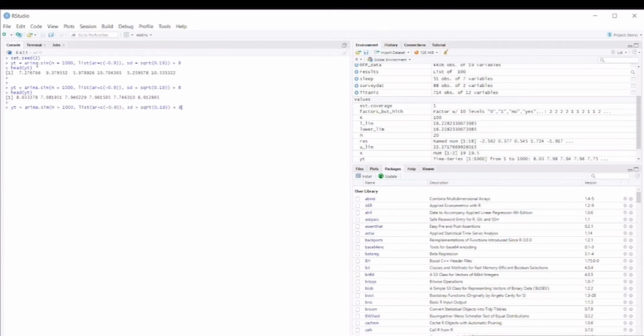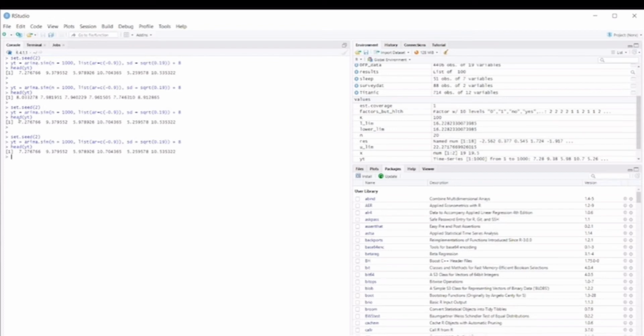Every time that I want to do it, I need to set the seed. I have set.seed(2). I run this, and I look at the first six. Then I want to do that again. I set that same seed, and I run it. Then what is the first six? Now you can see that what I have here is what I also have here. Look at that.